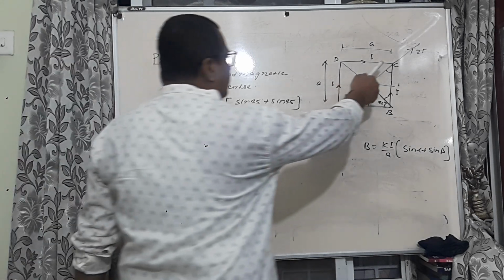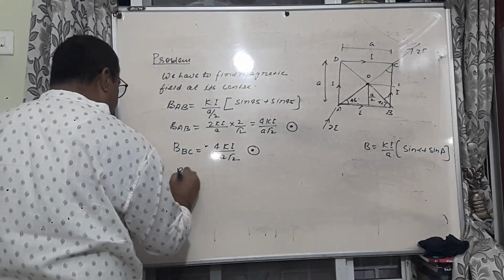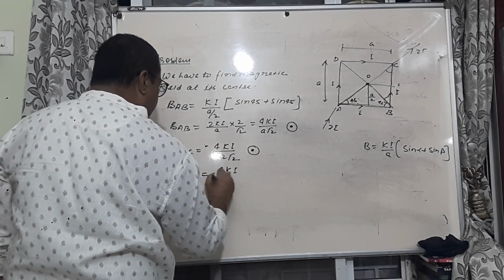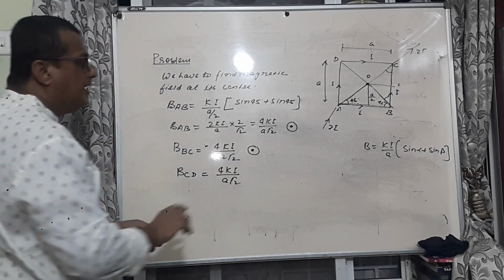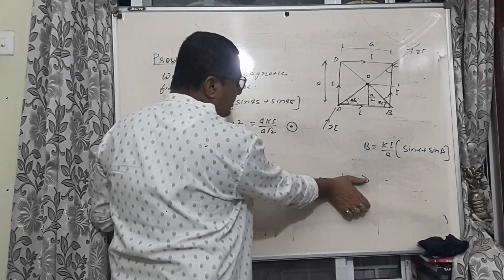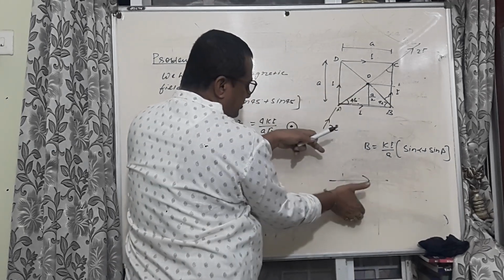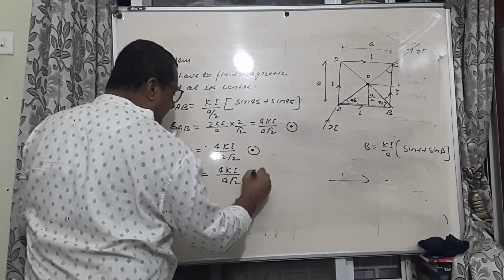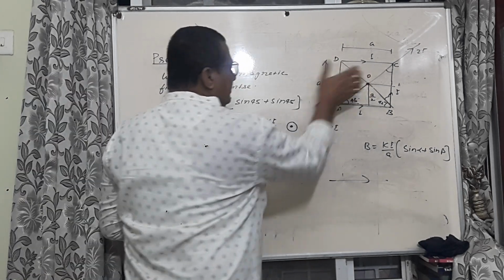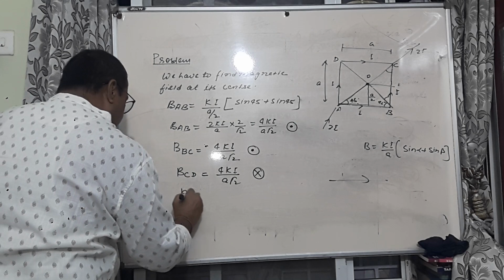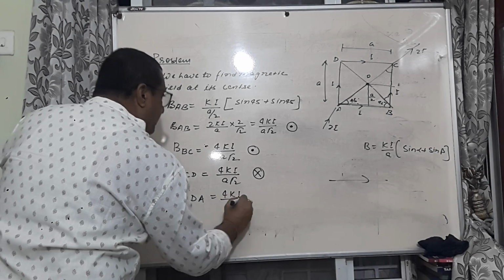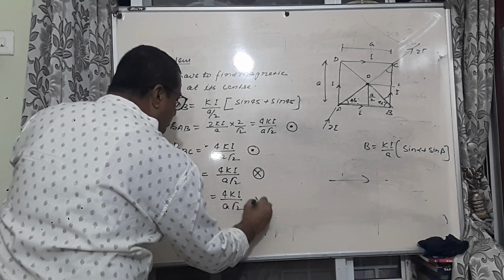Again we come here, the magnetic field due to CD. That is equal to again 4 Ki by A root 2. And again this is the direction, this is the thumb. This is the direction, and at the center this is going inside, so the magnetic field will be inside here. Again for this wire also inside, so the magnetic field due to DA is equal to 4 Ki by A root 2. It is also inside.